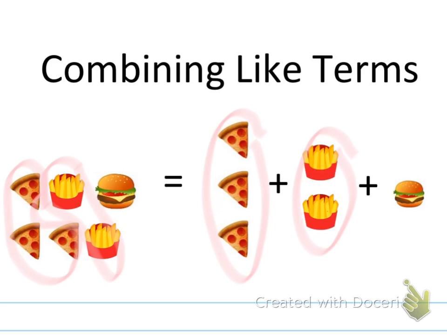So when we combine like terms, all we're doing is looking for things within an expression that are the same, so we can add up how many of the same like terms we have.